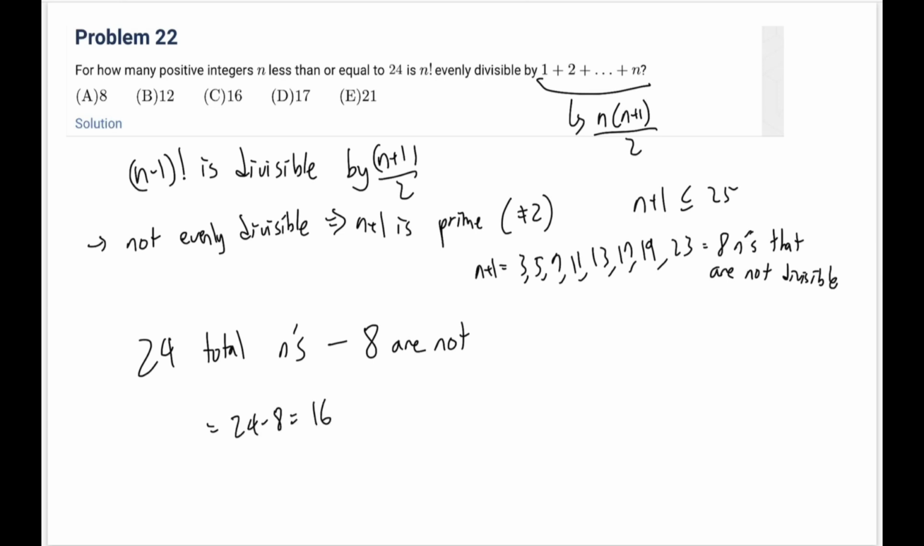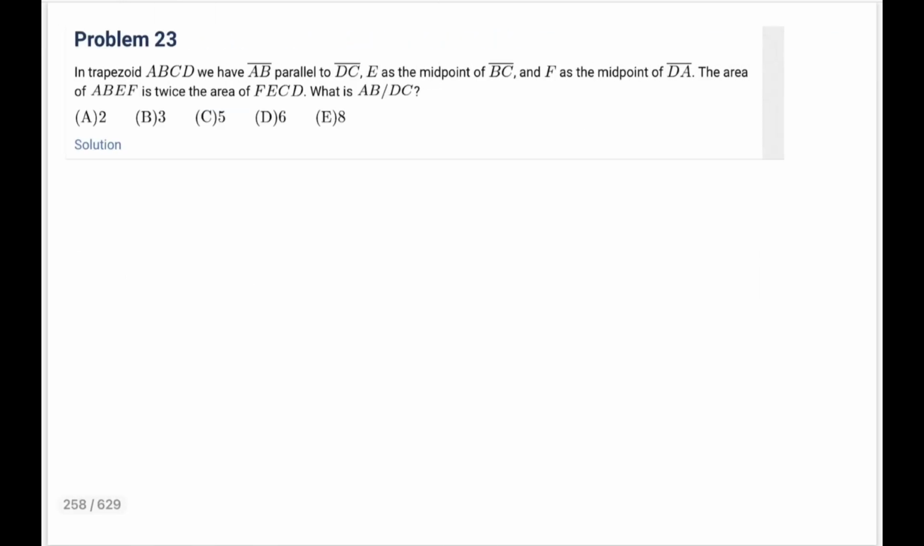This equals 16, so the answer is C. Problem number 23. In trapezoid ABCD, we have AB parallel to DC, E is the midpoint of BC, and F is the midpoint of DA. The area of ABEF is twice the area of FECD. What is AB over DC?